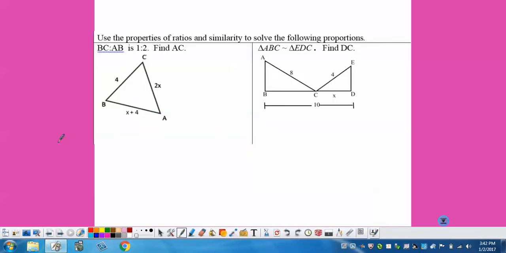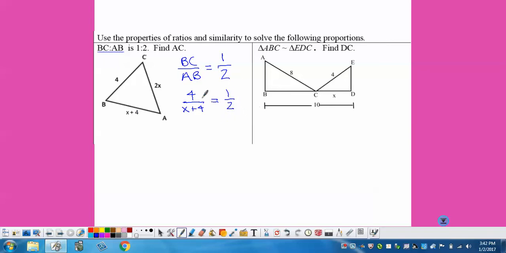Next, we're going to use the property of ratios and similarity to solve the following proportions. So, in this first example on the left, BC to AB has the ratio 1 to 2. So BC over AB has a ratio of 1 to 2. So from this figure, I'm going to plug in what I know about BC and AB. BC is 4 over AB, which is x plus 4, equals 1/2.